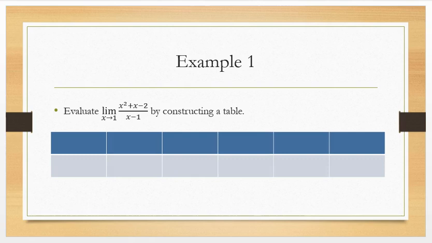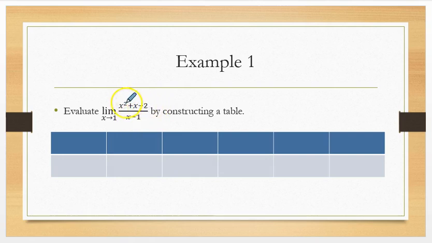So here's our first example of evaluating the limit as x approaches 1 of this expression, x squared plus x minus 2 over x minus 1. The problem here is we can't just plug 1 into this expression, because then you end up with 0 in the denominator, so your answer would just be undefined. But we're going to try to come up with a prediction of what would happen at 1 if there wasn't an undefined value for this number.